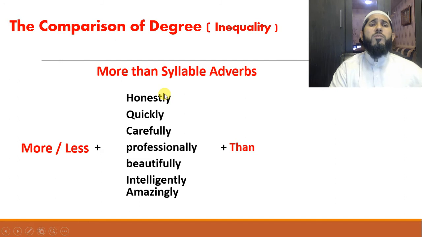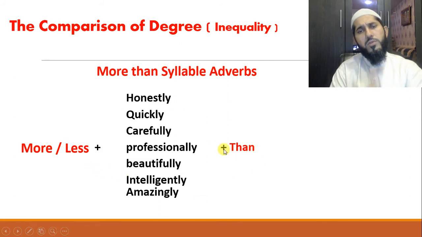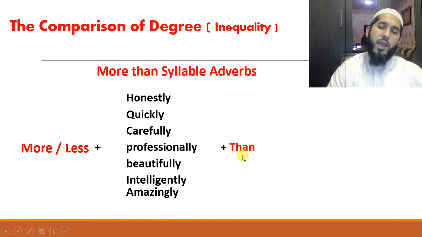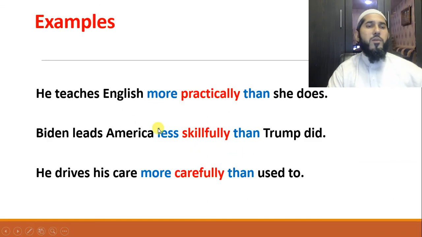So now if your adverb is not a one syllable adverb and it's one of them that you see over here, then you do not add r or er like what we were doing with one syllable adverbs. So you use more for positive degree and less for negative degree before these adverbs in your sentences, and after these adverbs you use the word than. Now let's have a look at some examples.